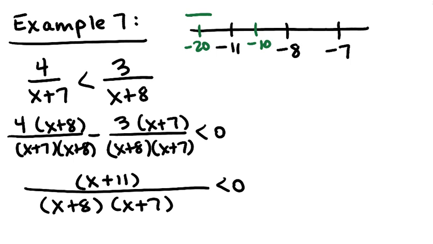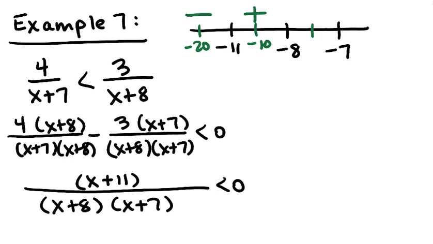If I plug in -10, the numerator will be positive because -10 plus 11 goes back positive. And then in the denominator, I will have 2 negatives, which will make a positive. So I'll have positive divided by positive, which is positive.